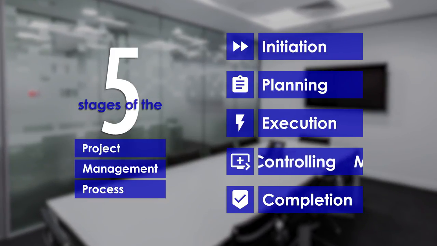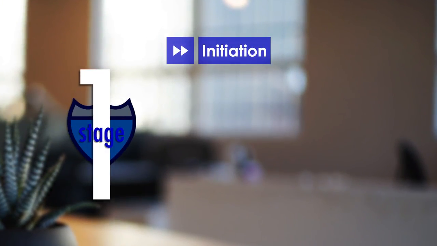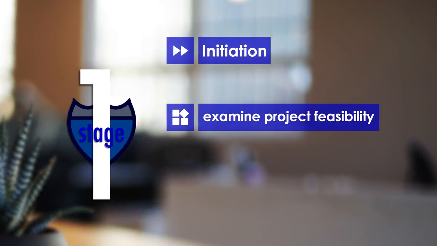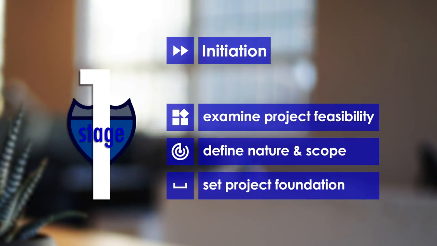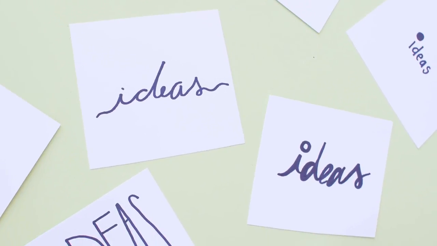Let's start with the beginning of the project, the initiation stage. Initiation. The first stage in the process is the initiation stage. Here, your goal is to examine the feasibility of the project, to define the nature and scope, as well as set the foundation upon which the project will be built. In this stage, ideas are explored and elaborated upon. Additionally, decisions are made concerning who will carry out the project, which party or parties will be involved, and whether the project has an adequate base of support among those who are involved.